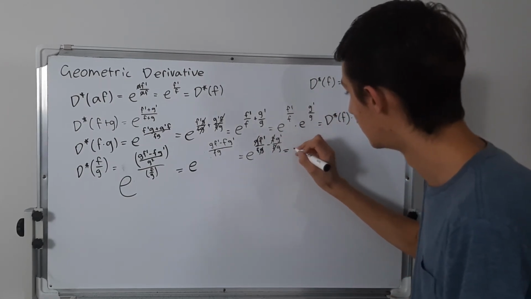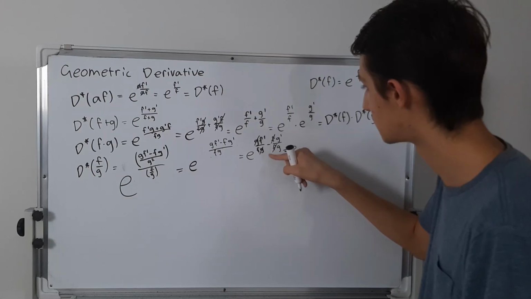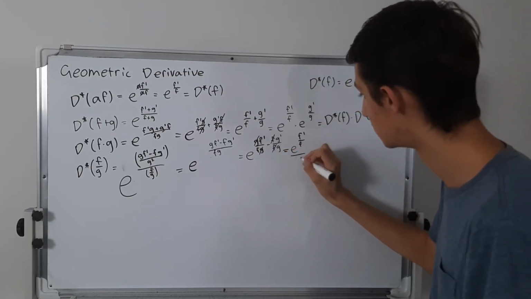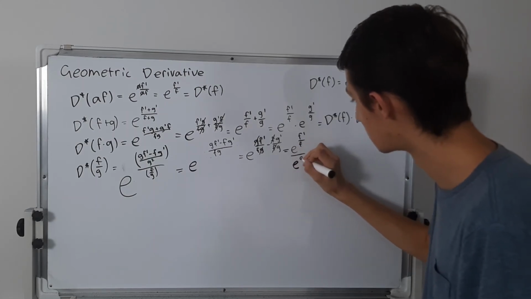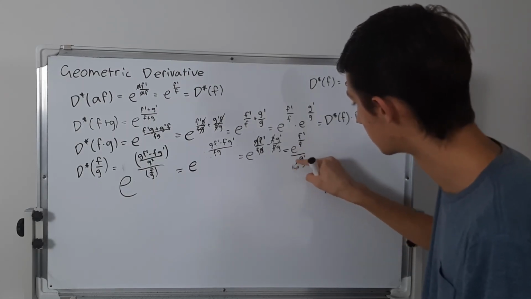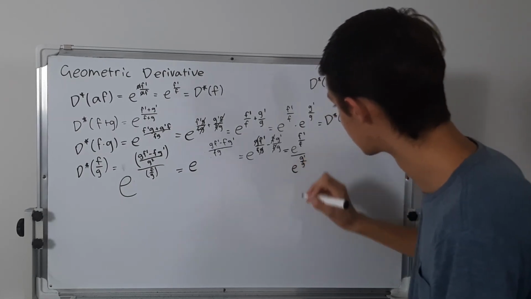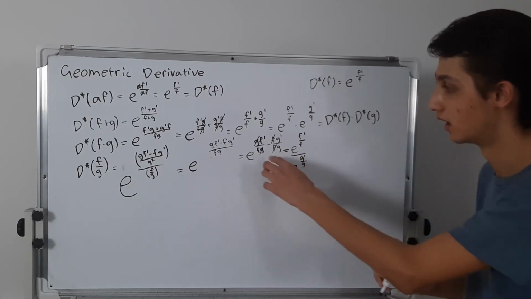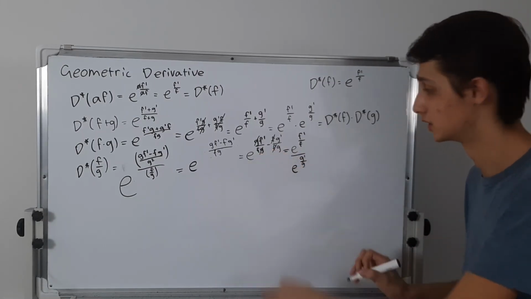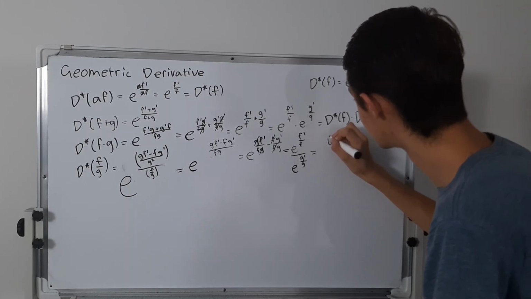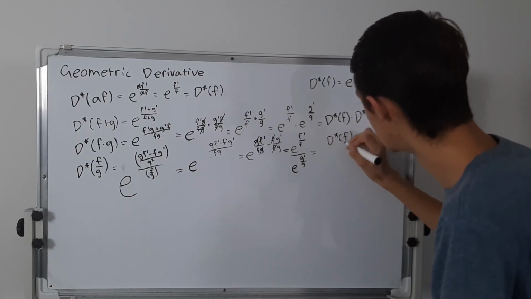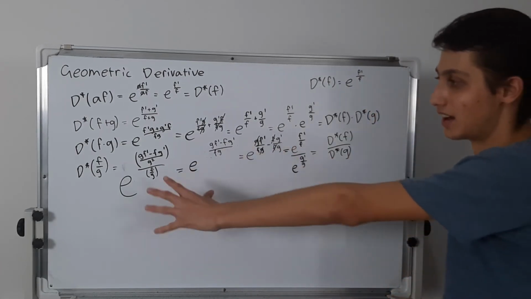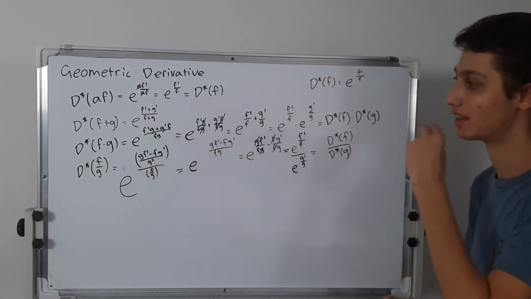So we have e to the f prime over f. And then we can actually just straight away divide this by e to the g prime over g, right? So we have e to the f prime over f over e to the g prime over g, since we're subtracting, it turns into division. And this is precisely d star of f divided by d star of g. And that is satisfying. So yeah, that's basically how that works.